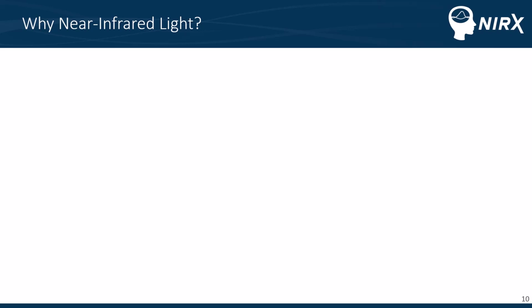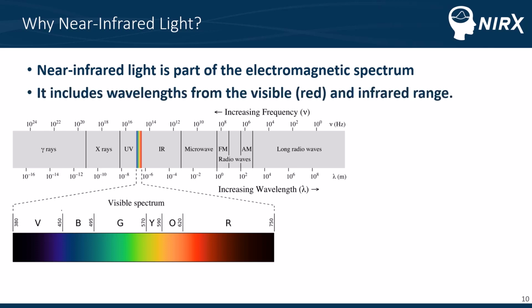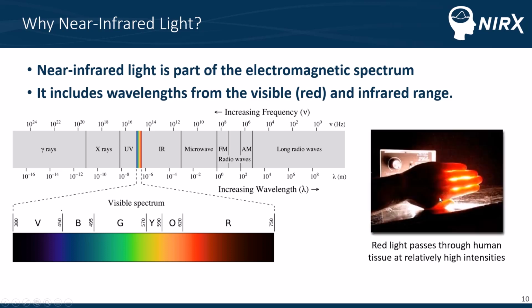Why use near-infrared light? Near-infrared light is a part of the electromagnetic spectrum. It includes wavelengths from the visible red and infrared range, so it's just on the edge of visible light. And the reason we use it is that it is much less absorbed by structures in the tissue other than hemoglobin. So here we have an incoherent light source being sent into human tissue, so that's all possible visible light being sent into that tissue. And we see that the red light is what's able to pass through the human tissue, even at relatively high intensities, high enough for light detectors to detect it on the other end.